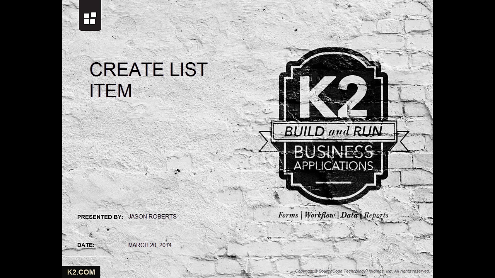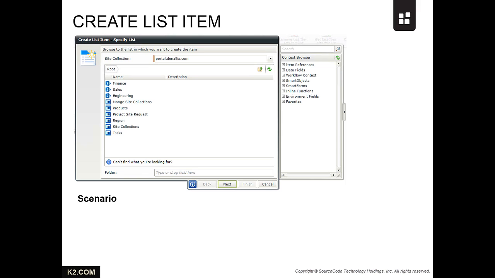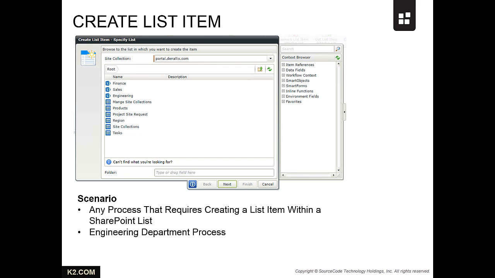This demonstration will show you how to use the Create List Item Wizard within a K2 workflow. The Create List Item Wizard is helpful in any business process that requires creating a list item in a SharePoint list. For instance, an engineering department may want to provide a way to request the latest technical specification documents for a sales team and log information about those requests to a list within their SharePoint site.